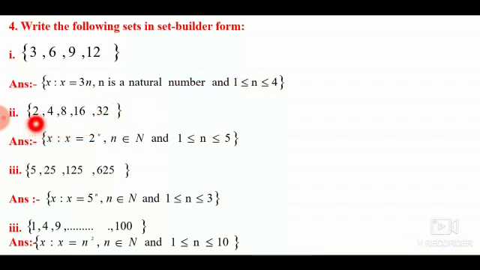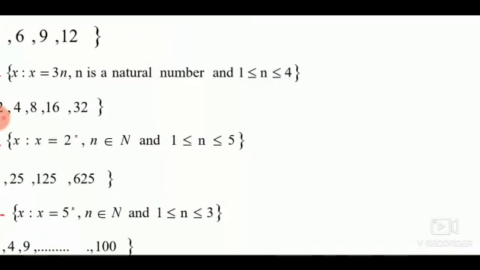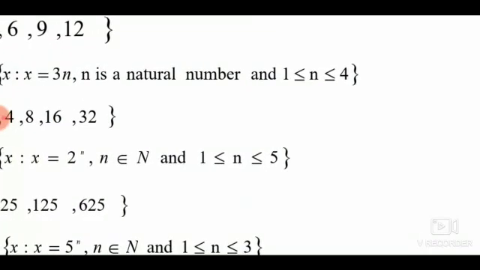Dear students, let me take one more example. The set containing the elements 2, 4, 8, 16, 32. Dear students, if you observe all these elements, the base of each element of this set is 2. Therefore, it is a set containing X such that X is equal to 2 to the power n. There is an element called 2 to the power n. Therefore, this n satisfies the condition n is a natural number and n is greater than or equal to 1, less than or equal to 5.